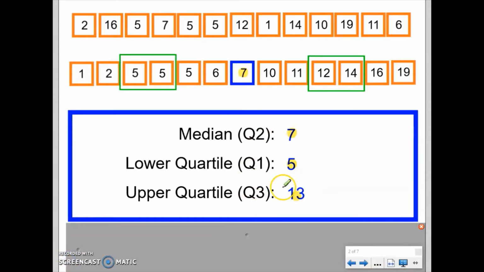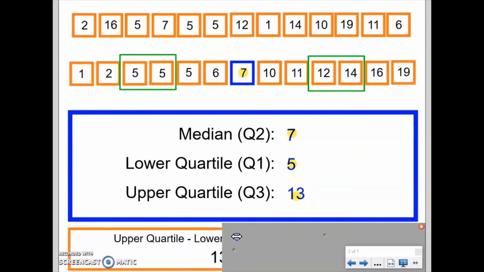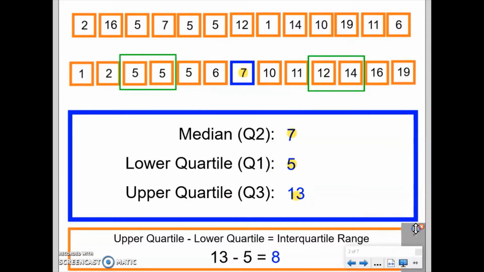So then I can go ahead and work out the interquartile range. To find the interquartile range, I take Q3 and I subtract Q1. That's going to give me the spread of the middle 50% of the data. So to find the interquartile range, I take my upper quartile, subtract the lower quartile, and I find my interquartile range, which in this question would be 8.